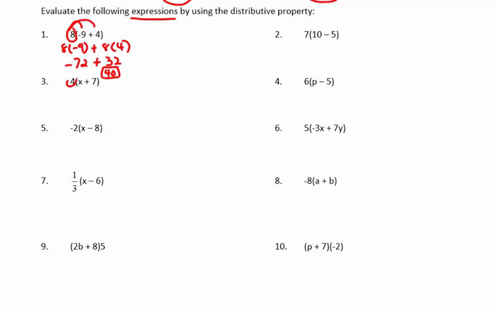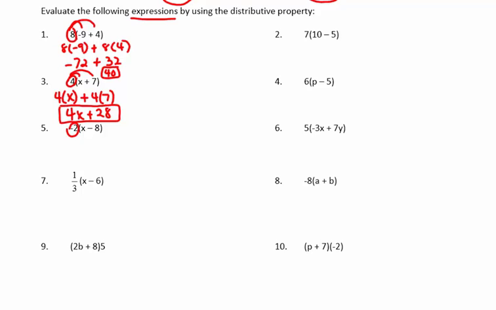Number 3, 4 times the first term of x plus 4 times the second term, which is 7. So I get 4x plus 28. And I can't combine that at all because the 28 does not have an x. So they're not like terms.